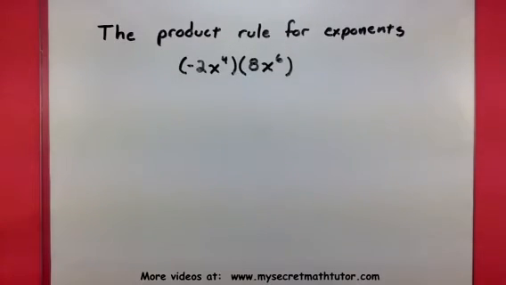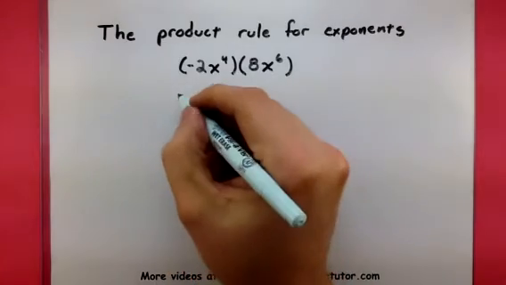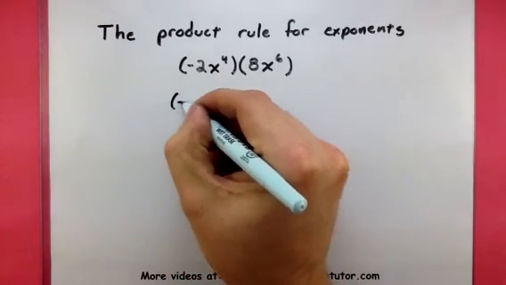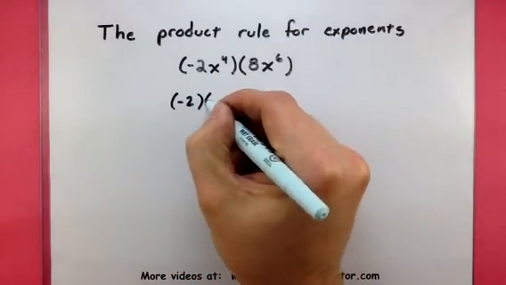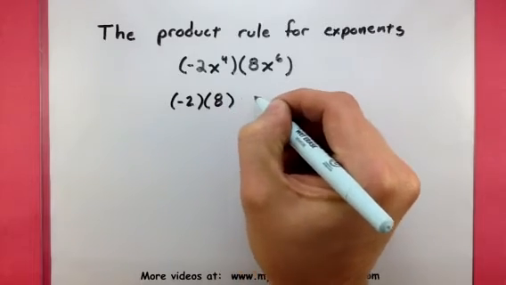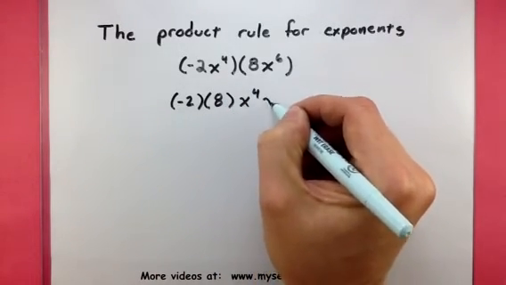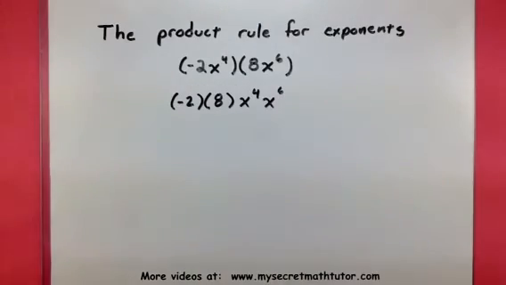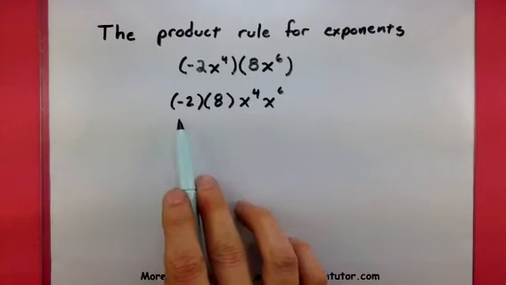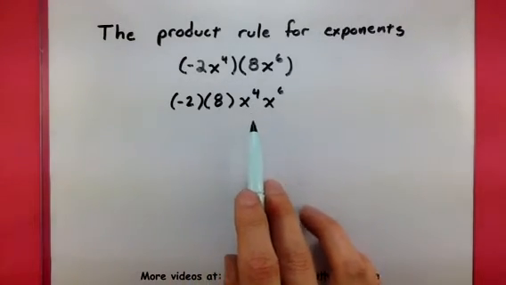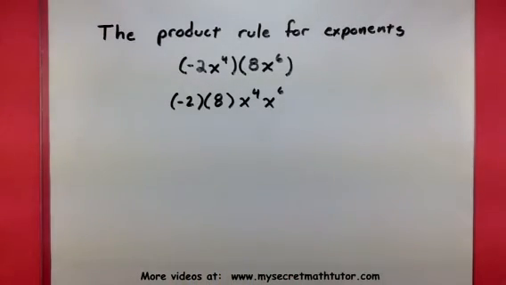Now, you might recall that when you multiply numbers together, the order does not matter. So to help simplify our calculations just a little bit, we're going to reorganize this by putting our numbers next to each other and putting the exponents together as well. Now, we haven't actually combined them. We've really just swapped things around here. So now I have negative 2 times 8 times x to the 4th times x to the 6th.